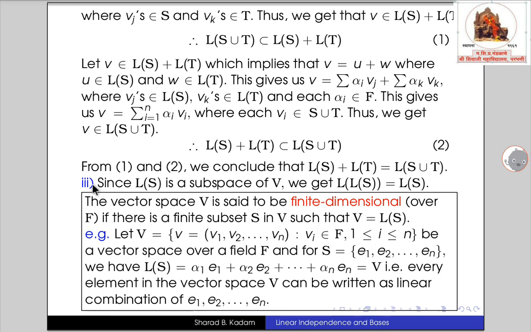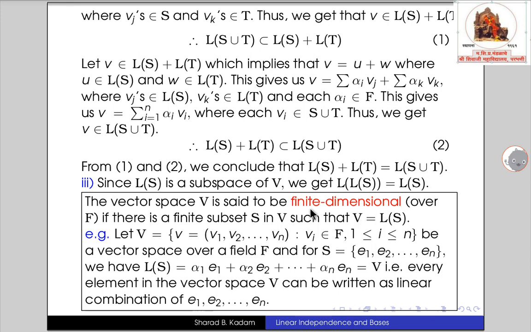Third condition: since the linear span of S is a subspace of V, we get that the linear span of S. Here this linear span of S is nothing but V. So the linear span of V will be V and the linear span of S will be V.